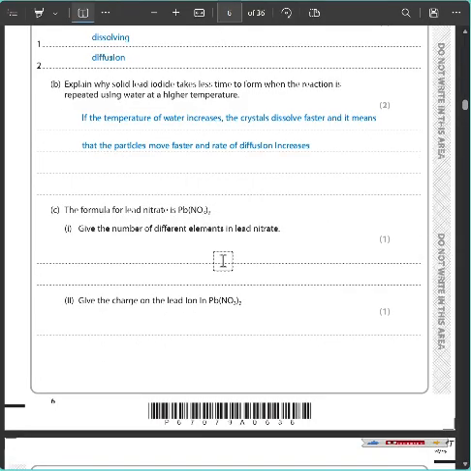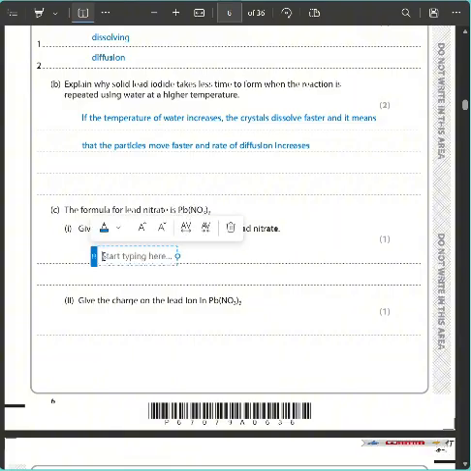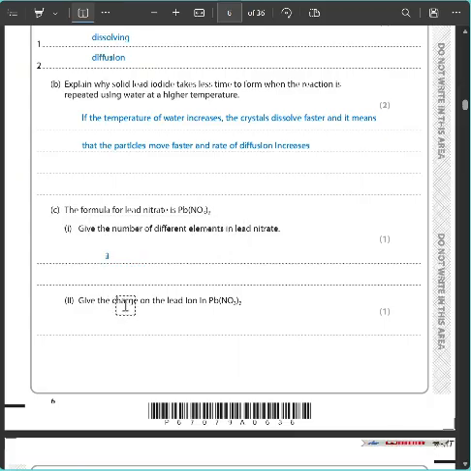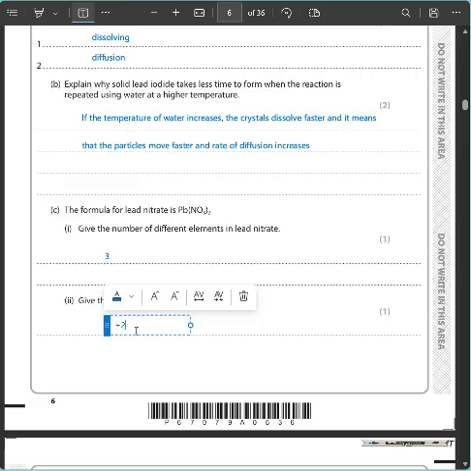The formula of lead nitrate is PbNO3. Give the number of different elements in lead nitrate. There are three types of elements: lead, nitrogen and oxygen. The answer is 3. Give the charge on the lead ion in lead nitrate. NO3's charge is -1, and 2 NO3 will be -2. That's why the lead's charge is +2.